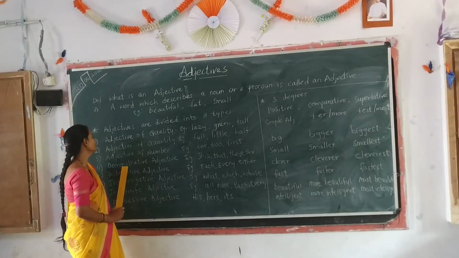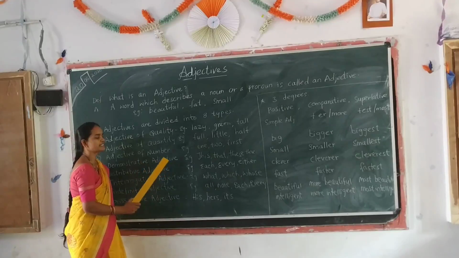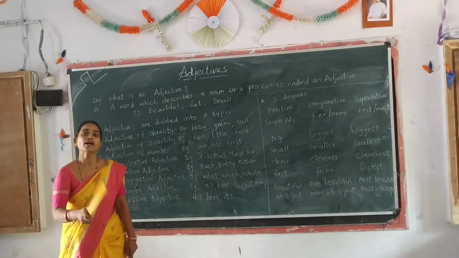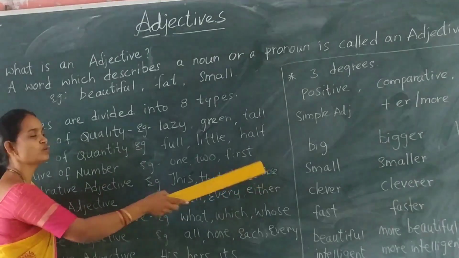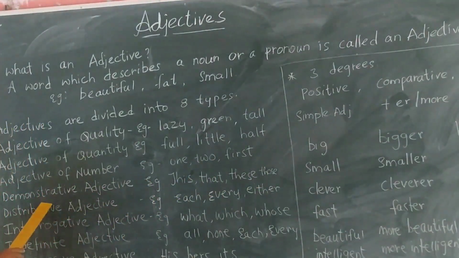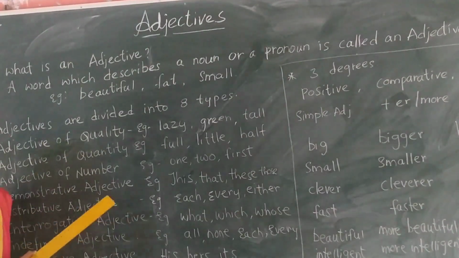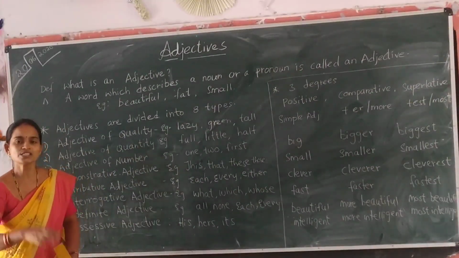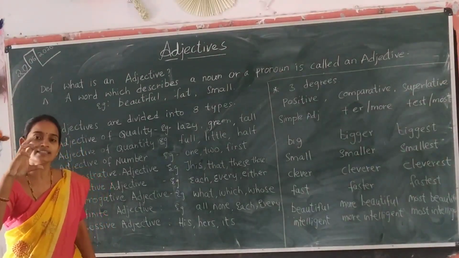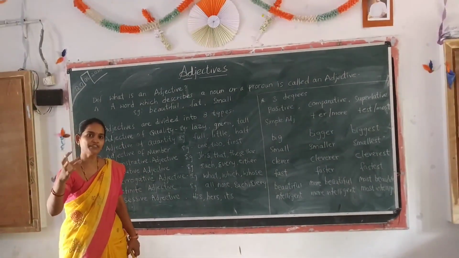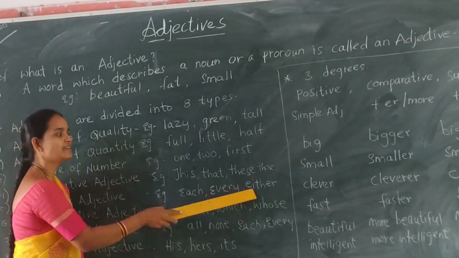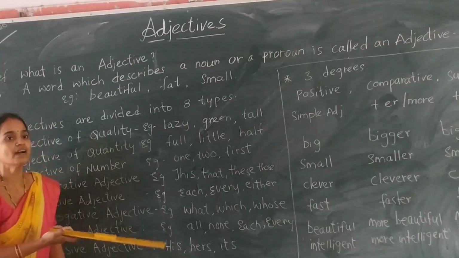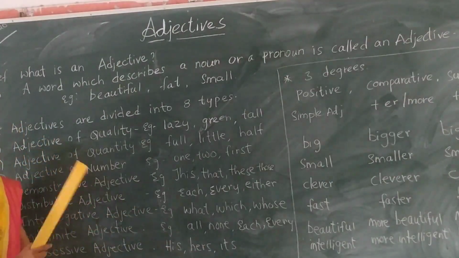And the next adjective, demonstrative adjective. Demonstrate means to point out: this, that, these, those. These are the examples for demonstrative adjective. And the next adjective, distributive adjective. Distributive means it does not have a correct number or correct figure. So like this, examples are each, every, either, neither. These come under distributive adjectives.